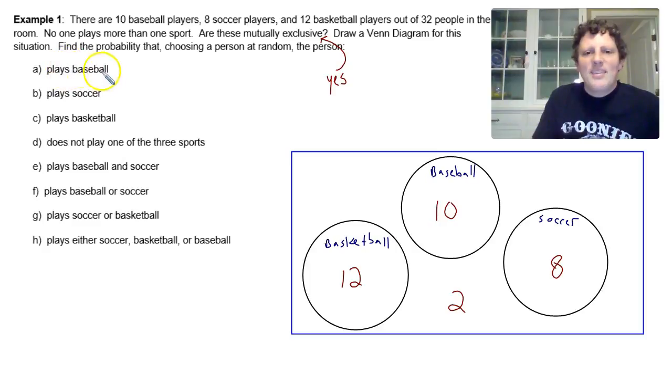Okay, so what's the probability that someone plays baseball? Well, there are 10 people out of the 32 that play baseball, right? So if you reduce that fraction, that would be 5/16. I would be okay with the decimal version of that. I just don't know what it is.